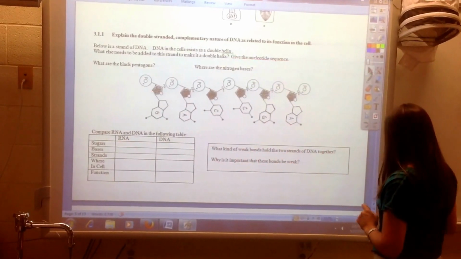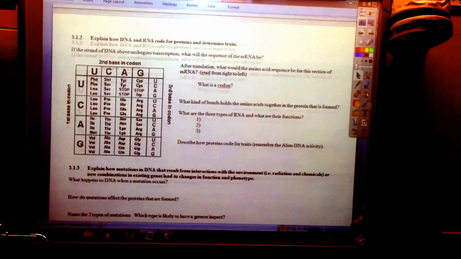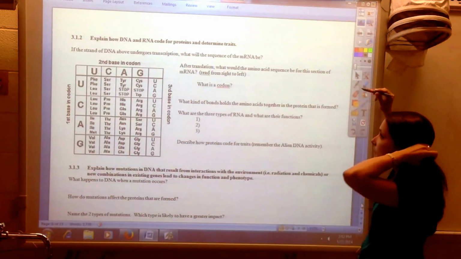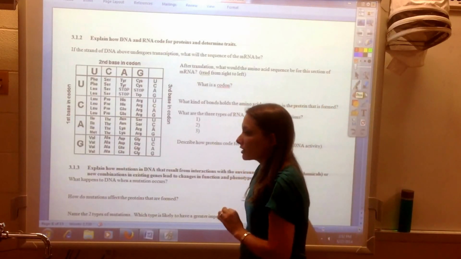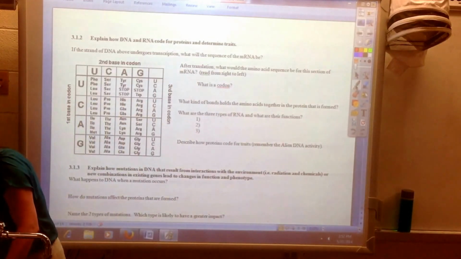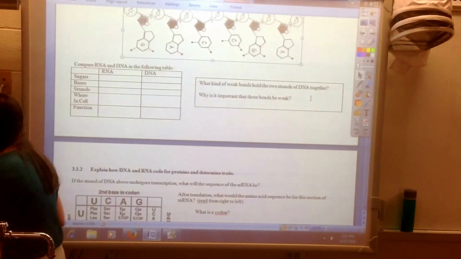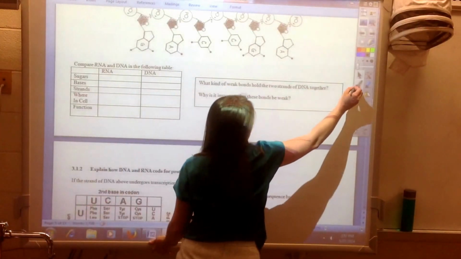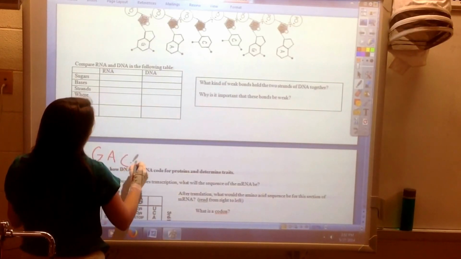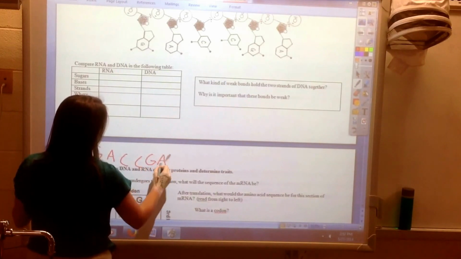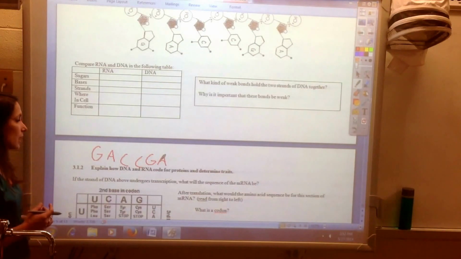So we're going to go ahead. We are leaving some blanks, but that's because you should be able to go back and figure them out. We are going to go ahead and talk a little bit about protein synthesis. For example, if the strand of DNA above undergoes transcription, well, that might be a little hard. Let's write what that strand is out so that we're all sure that we know what the strand is. The strand is going to be GACCGA. There we go. If this undergoes transcription, what will the sequence of the mRNA be?